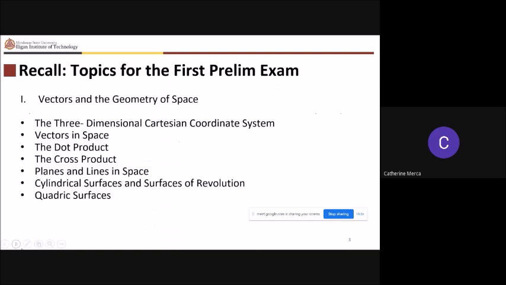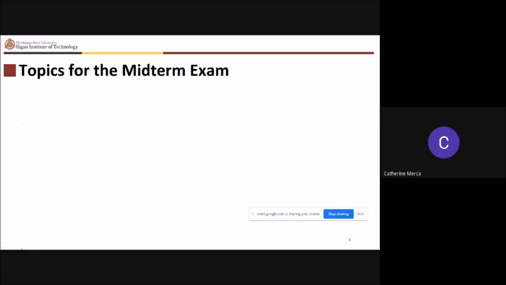So recall the following topics for the first prelim. Again, I put an emphasis on this kasi ito yung exam ninyo for March 5. No? For the midterm topics, this is what we're going to discuss.